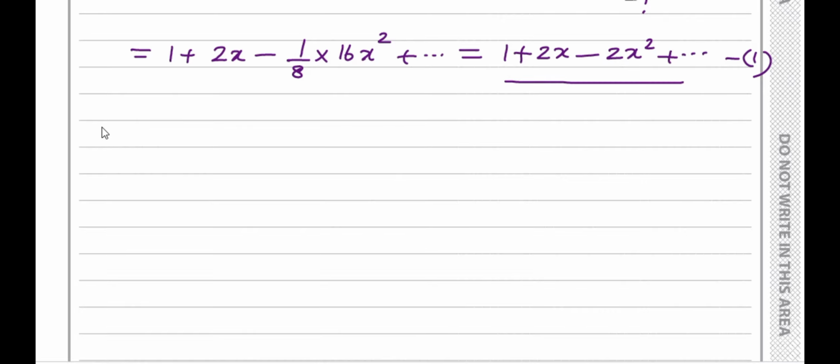The second part is 1 minus x to the power of minus half. That will be expanding to 1 plus nx, that is minus half times minus x.